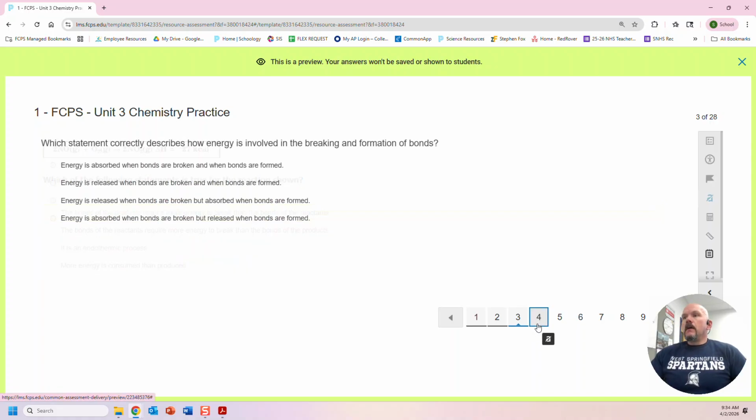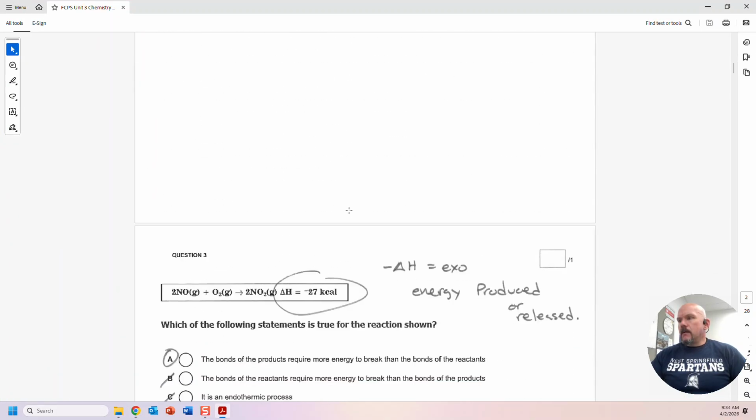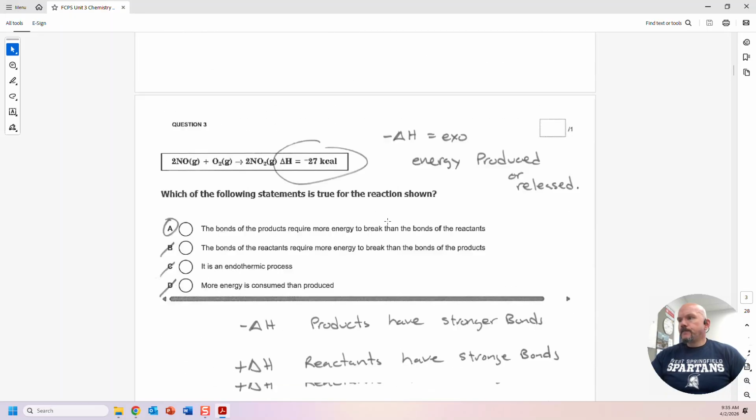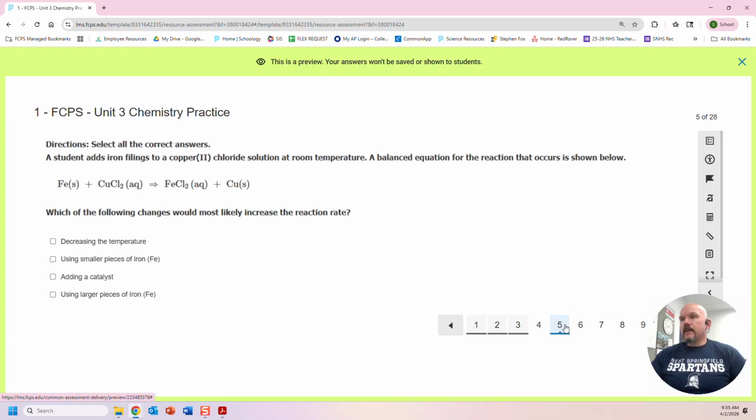Okay. Let's see, did I have any other notes on my paper here? So again, the activation energy of the reverse reaction for number 2. And again, with a negative delta H, energy is produced or released, energy is a product. Products have stronger bonds when it's a negative delta H. If it was a positive delta H, reactants have stronger bonds. Okay. All right, so let's move on to the next one.